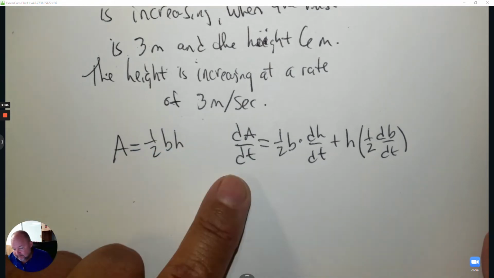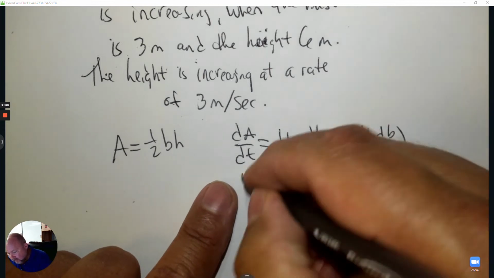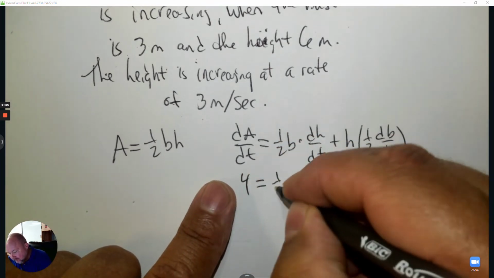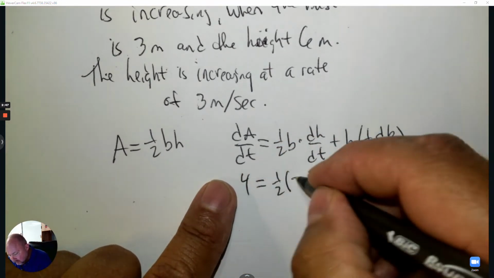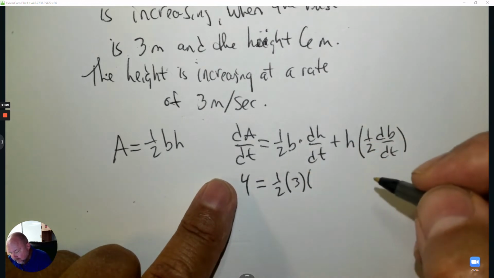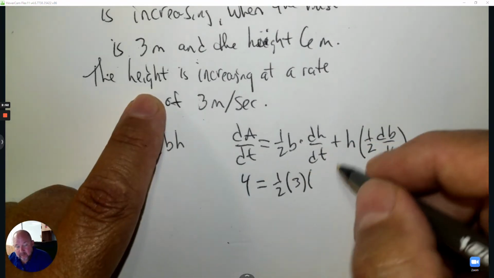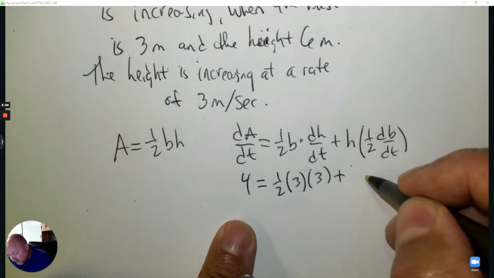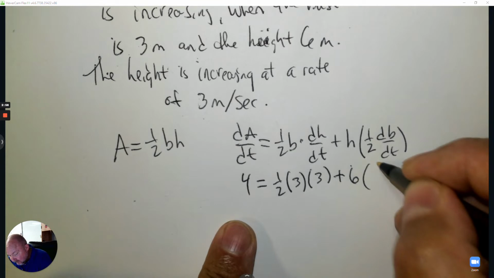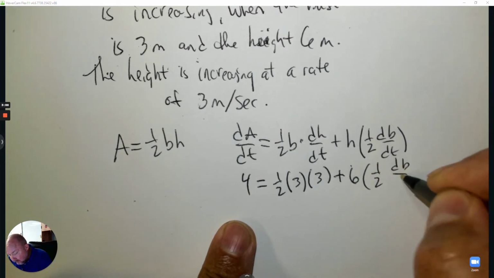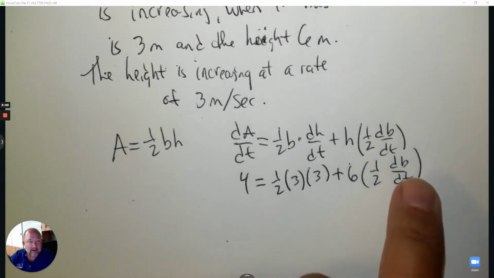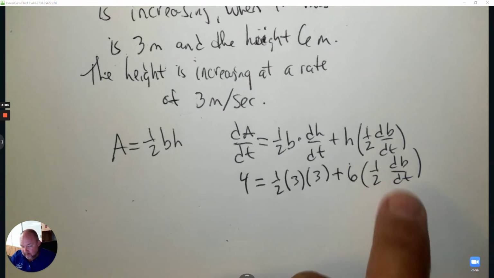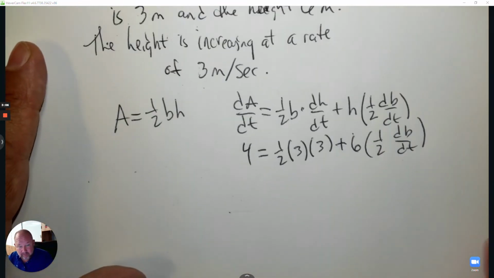And now we plug in values. So the area is increasing at 4 meters squared per second. The base is 3. The height is increasing at 3. Let's see what else we have. The height is 6. And then this is what I'm looking for. How fast is the base increasing? That's what I'm looking for. And now I just have to solve for that.